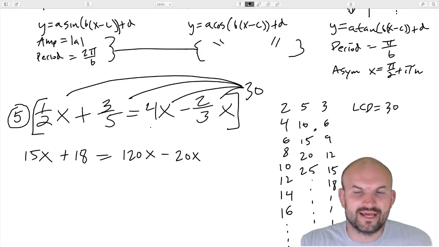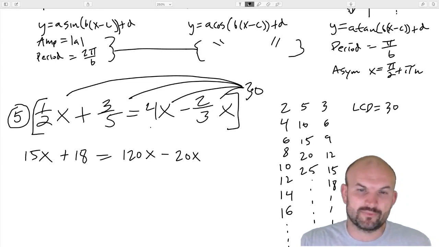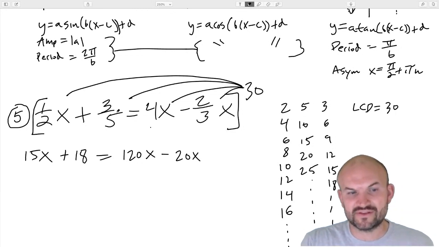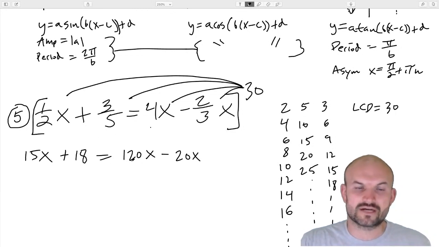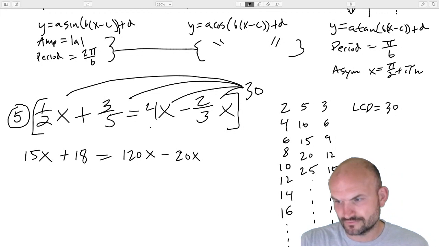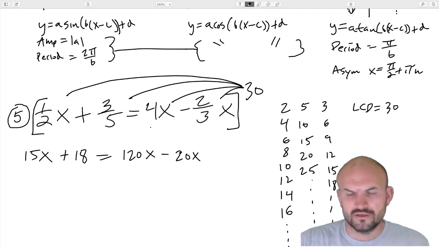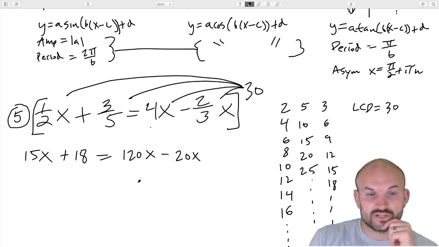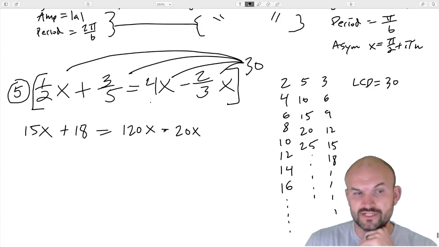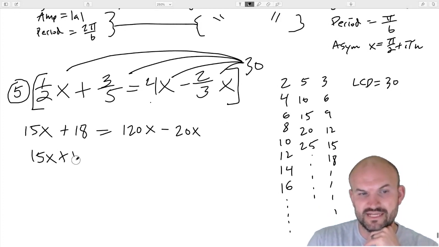So what I did is I just multiplied them, and that gave me 30. Then, just like I talked about with the distributive property, I'm going to take 30 and multiply it times every single term. So 30 times 1/2 x is 15x. 30 times 3/5 is 18. 30 times 4x is 120x. And 30 times negative 2/3 is going to be negative 20. Okay. So now you can see that I have 120x minus 20x, and those are like terms. So I have 15x plus 18 equals 100x.